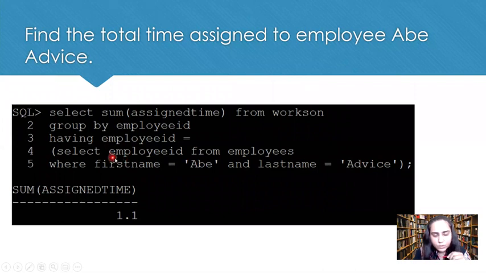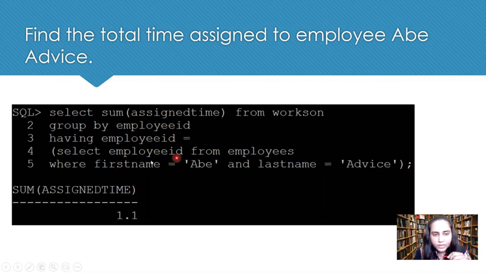So I want the employee ID of Abe Advice. I'm going to write down the query as select employee ID from employees where first name equal to Abe and last name equal to Advice. And once this is done, I would get the employee ID 5, which belongs to Abe Advice.